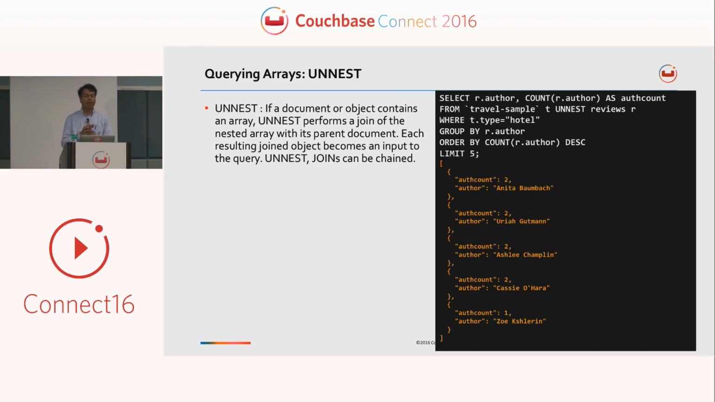When you have a document with an array, sometimes you want to find the values within the array. You can use the any, every, within predicates that we talked about earlier to find them. But when you want to project individual values as separate documents, you want to do the unnest. What unnest does is almost a join.